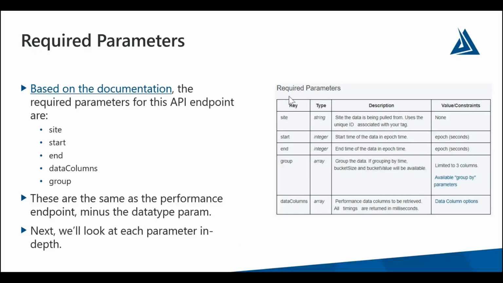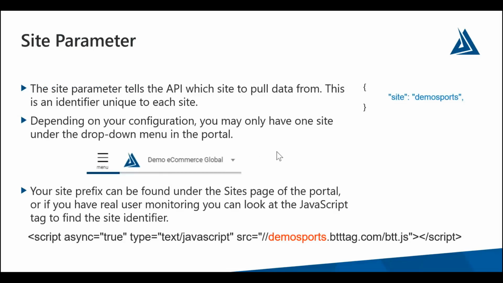So from the documentation, we can see that these are the required parameters: site, start and end, data columns, and group. These are the same as the performance endpoint, if you're familiar with the performance endpoint, minus the data type parameter. So let's look at each of these parameters a little closer and just make sure that we know what information needs to go in here.